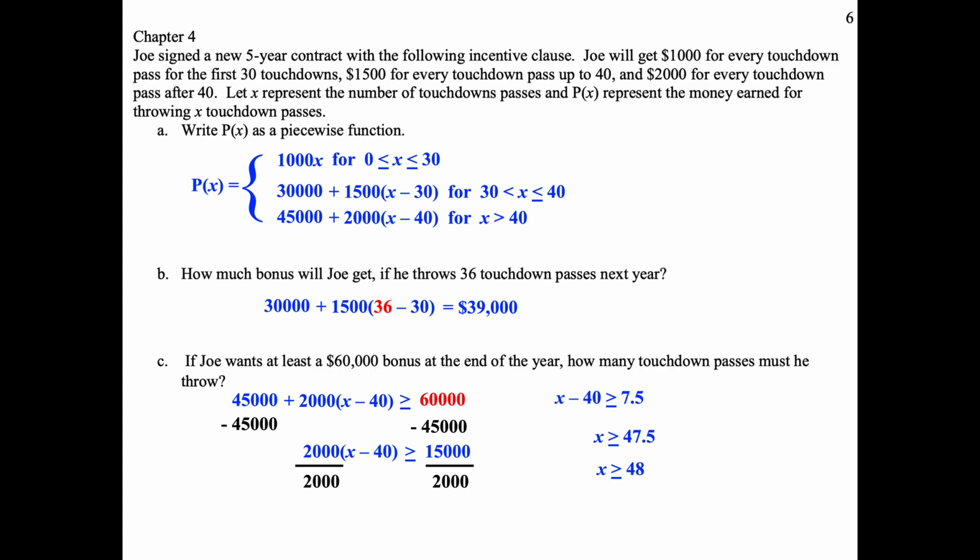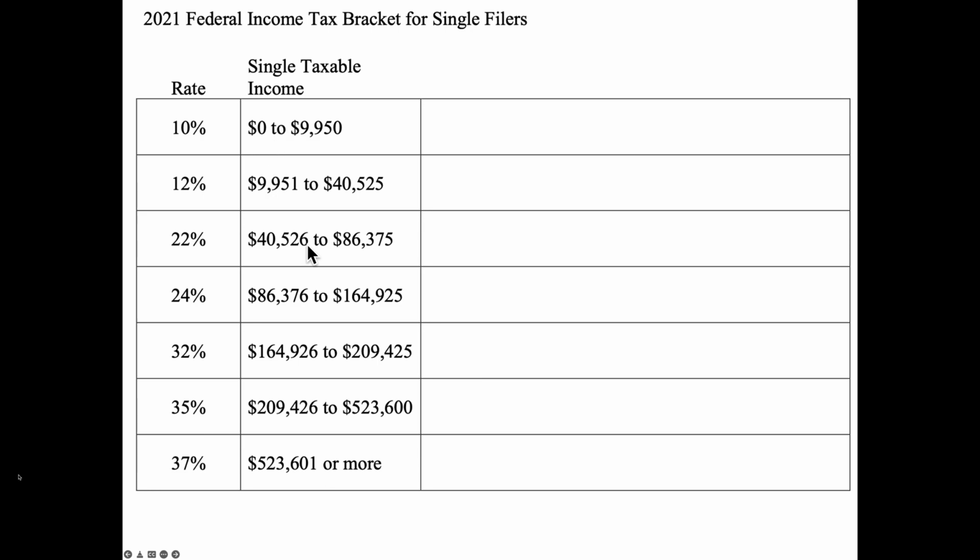All right, my next word problem. Anybody who's got a job gets to do this problem. Here's the 2021 federal income tax bracket for single filers. You look at any tax bracket, folks, believe it or not, these are all domain restrictions.